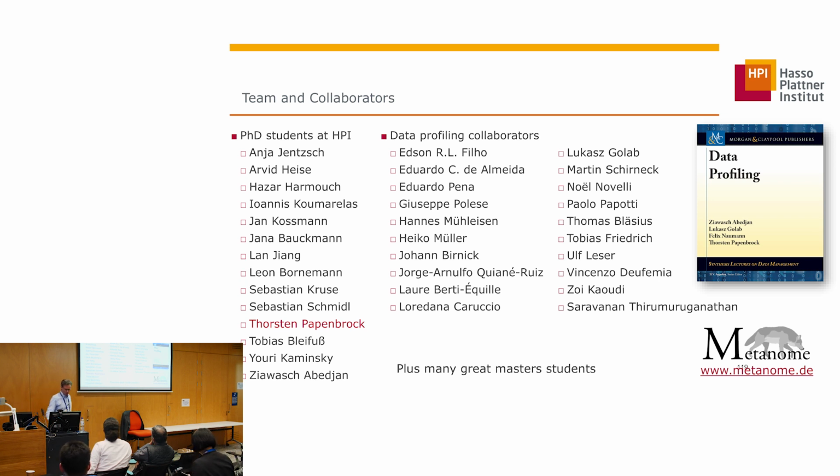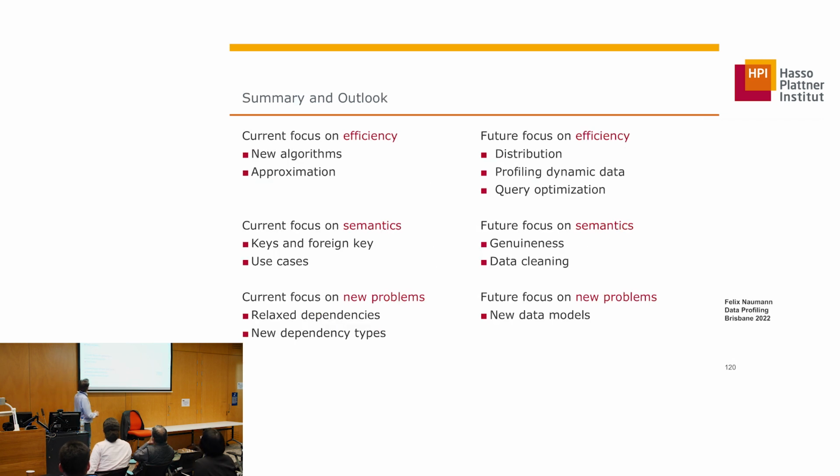Okay. So quick summary and outlook. What is going on at the moment? Currently, there's still a lot of work on efficiency. It's just getting faster algorithms, right? Every year there's a whole bunch of papers about this. New algorithms and approximation or partial dependencies. So people are looking more and more into this. Not finding the exact solution, but finding dependencies that are almost true.